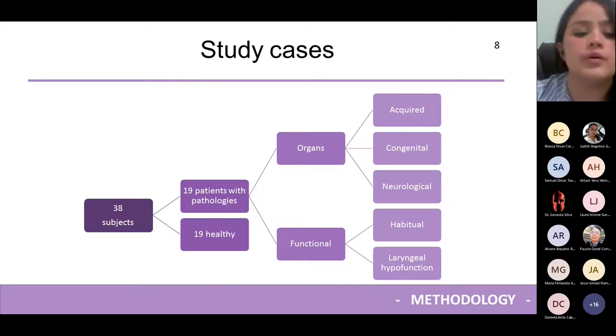Within the study group, there were 38 subjects, of which 19 were healthy, and 19 of them were patients who suffered from some condition of different origins, such as organic, which can be acquired, congenital, or neurological. And functional, which may be some type of dysphonia, and a laryngeal hypofunction.